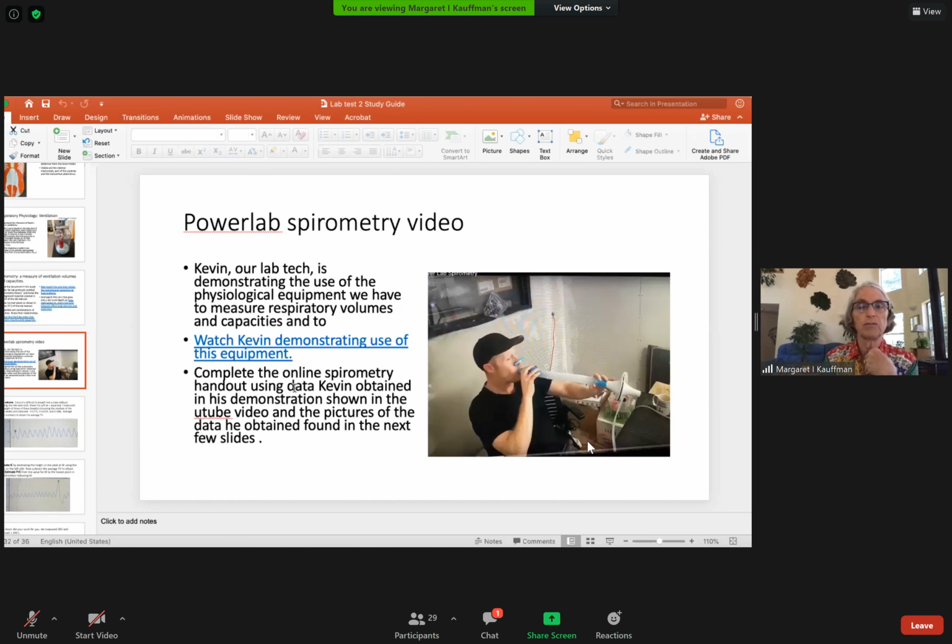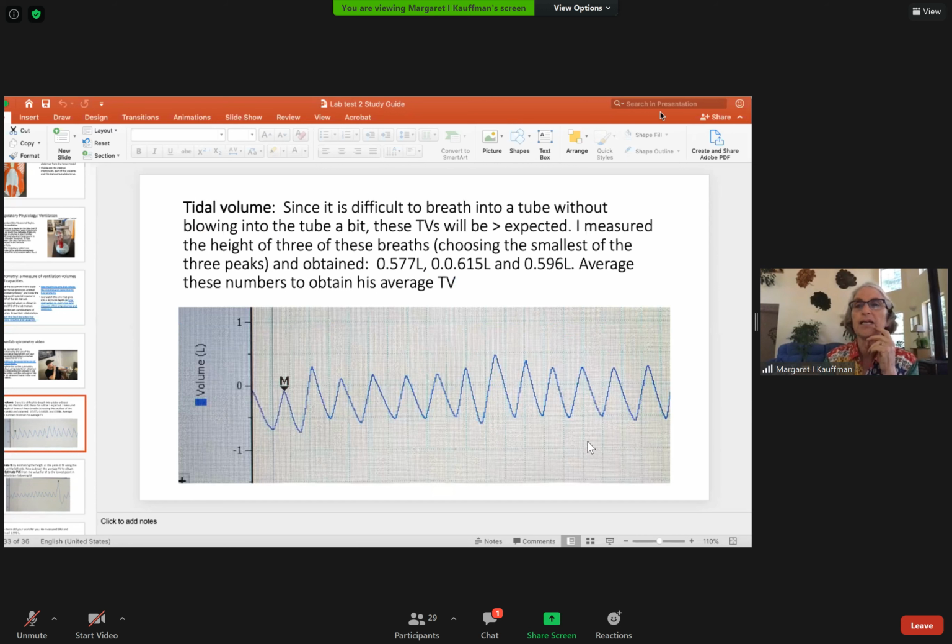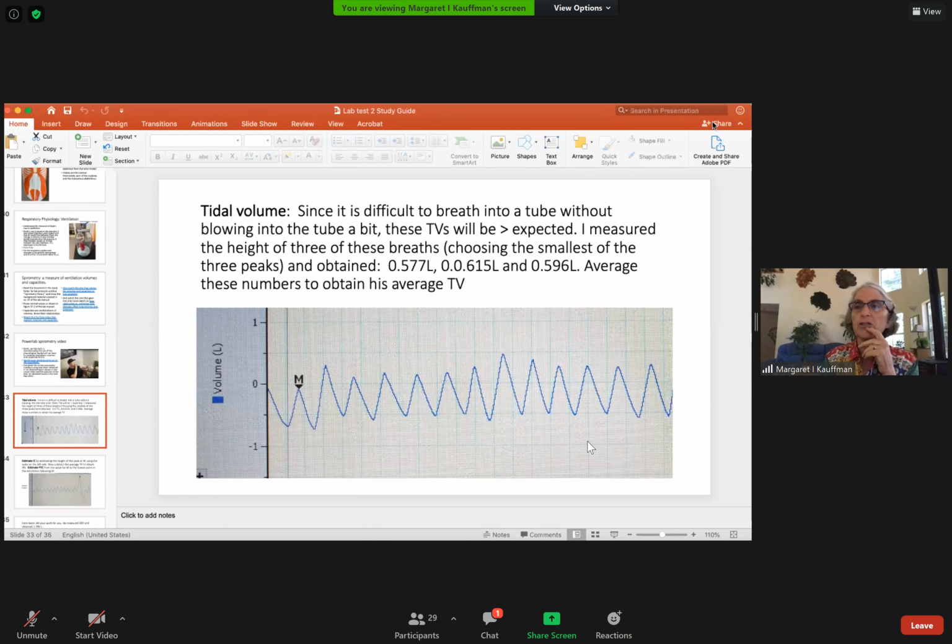So once you watch him demonstrating the use of this equipment, here he is doing it, then here is some of the data that he obtained for that first table. Now I wanted to show this to you because this is a tidal volume, and what you're going to see, even though Kevin is probably not as big a person as the 500 mL would suggest, is when you do what he's doing, blowing into this tube, it is really, really hard to not blow into the tube.